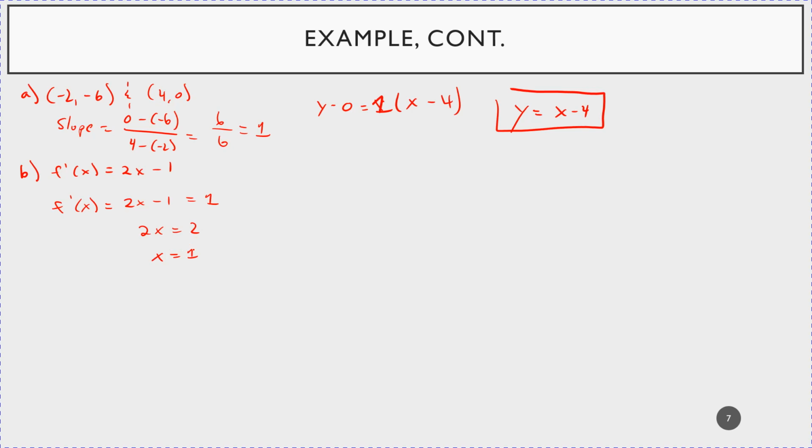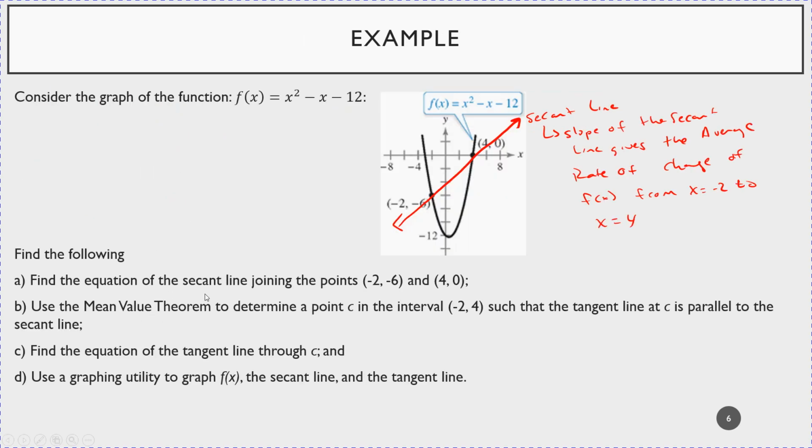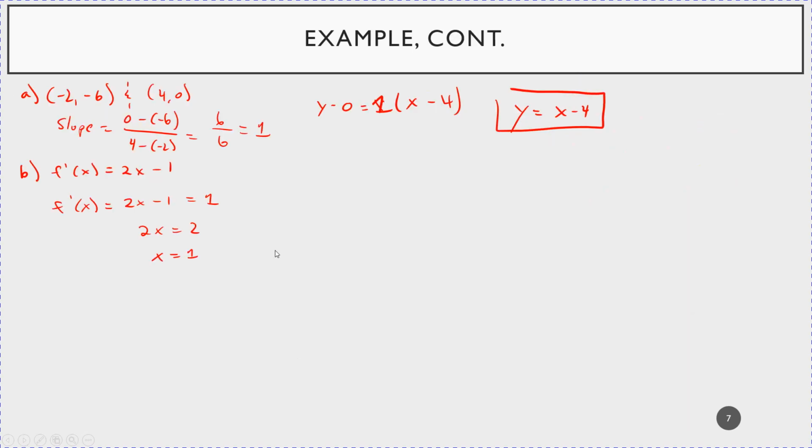So here's what I'm saying. I used the mean value theorem here to say, look, when x is equal to 1, the slope of the tangent line is going to be the same as the slope of the secant line, or the same as the average rate of change of the graph from -2 to 4. All right, so find an equation of the line here. Okay, well, you got the slope. The slope is going to be f prime evaluated at 1, which is just 1 because we just solved it.